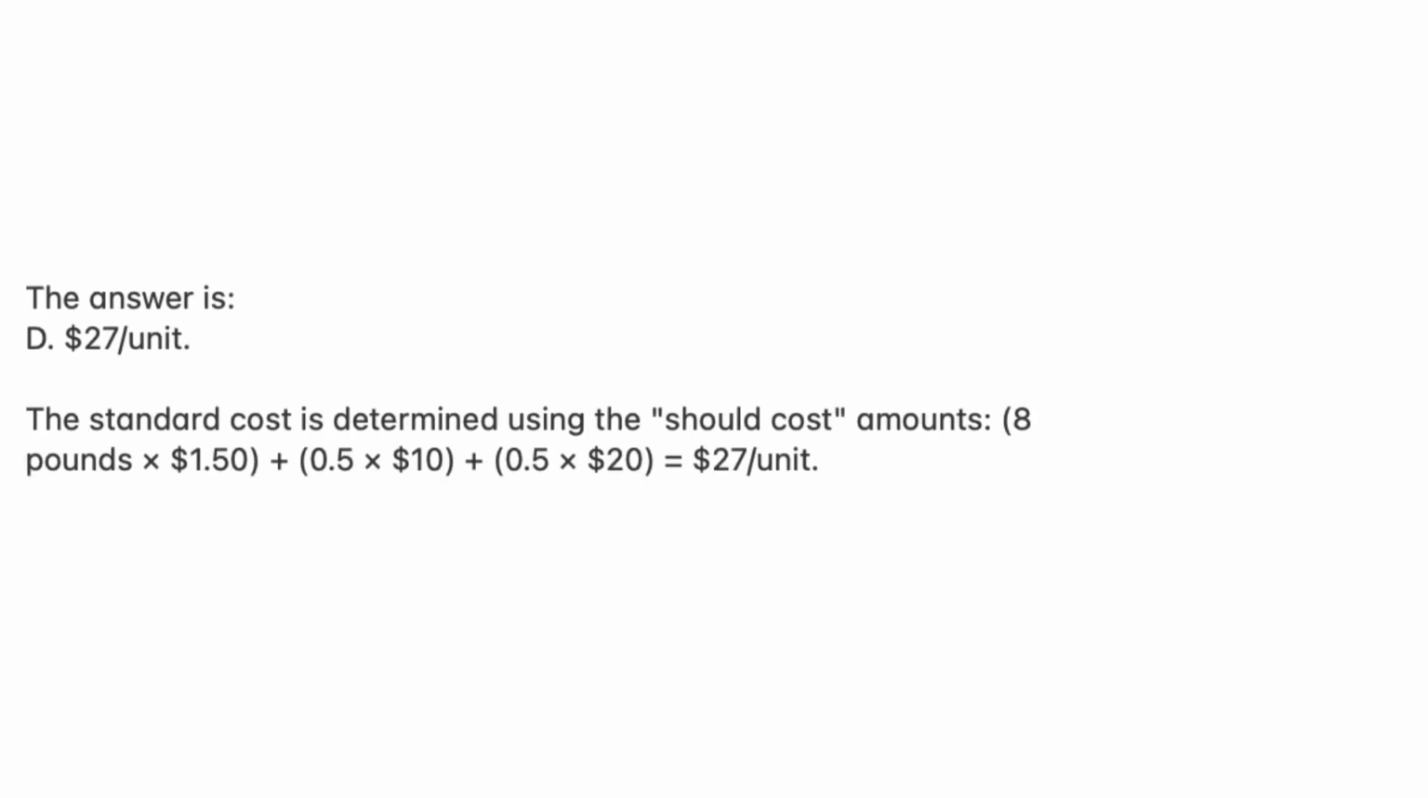$27 per unit. The standard cost is determined using the should cost amounts, 8 pounds times $1.50, plus 0.5 times $10, plus 0.5 times $20, equals $27 per unit.